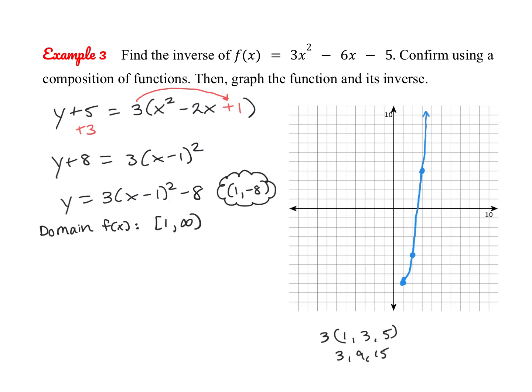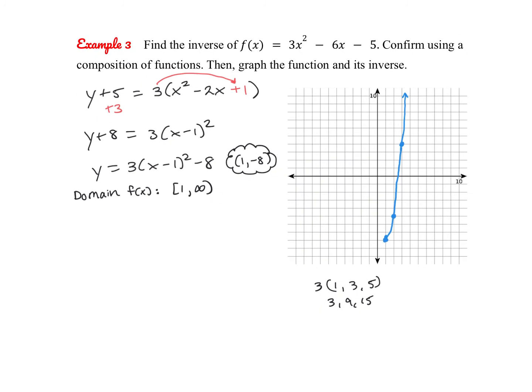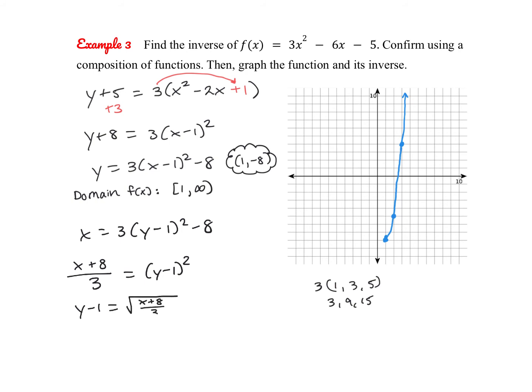And now we want to find the inverse algebraically, and then we're also going to graph it. So we're going to go from this version of our equation and swap x and y. So we have x equals 3 times (y minus 1) squared minus 8. Again, here I'm going to add 8 and divide by 3. Then we can take the square root of both sides. In this case, we'll just take the positive square root, and then we'll add 1. And that will be our inverse function. So f inverse of x equals the square root of (x plus 8 over 3) plus 1.